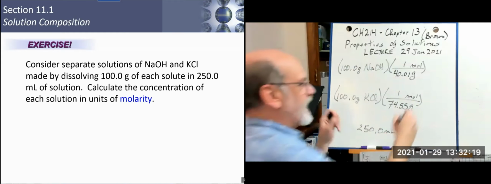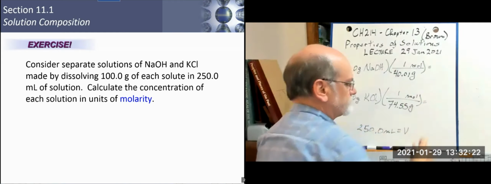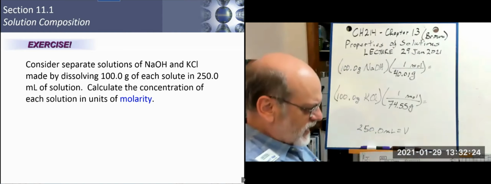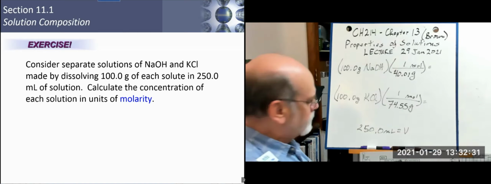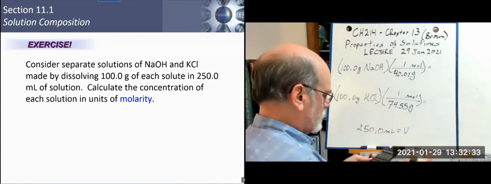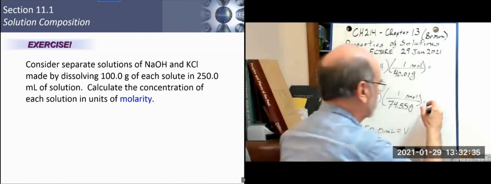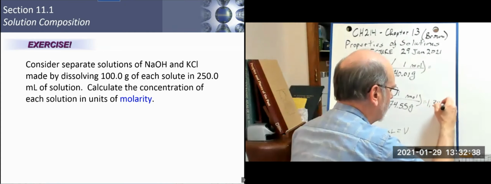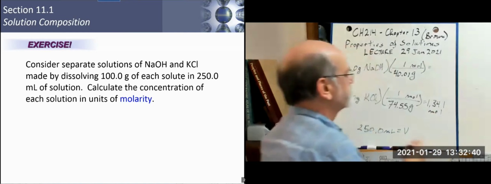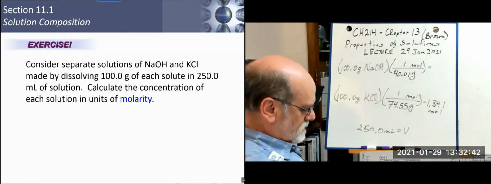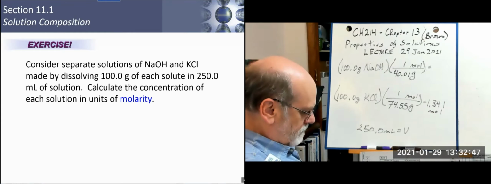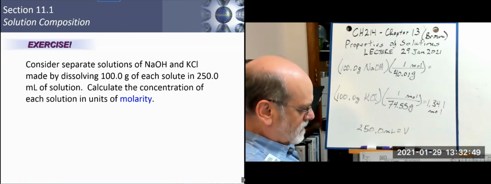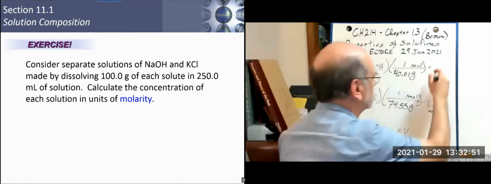Okay? So now we can calculate the moles of each. I still have this one in my calculator, so I'm going to do this one first. That's 1.34, 4 places, 1.341. Okay, and this one, let's see. Yep, is 2.499.